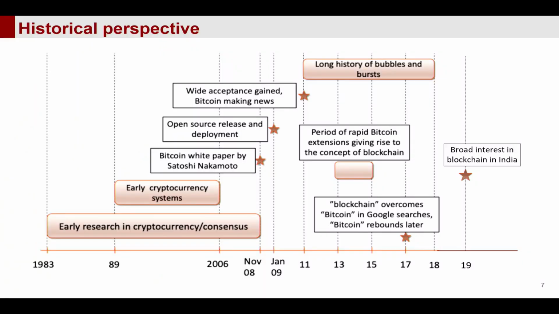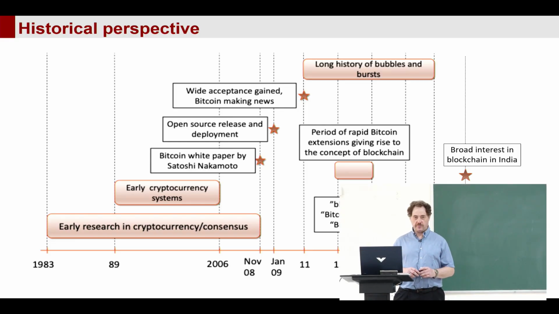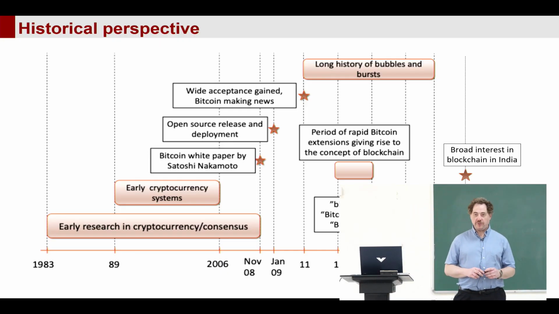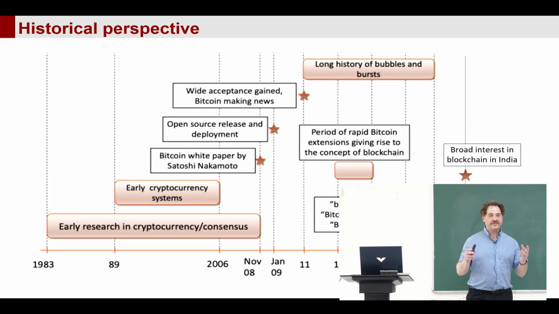But okay, so in 2008, we had a Bitcoin white paper by Satoshi Nakamoto, whoever he is. And in January next year, there was open source release and deployment. So, do you think it was a popular system at first? Someone can tell me what was the cost of a Bitcoin, one Bitcoin at that time? Sorry?